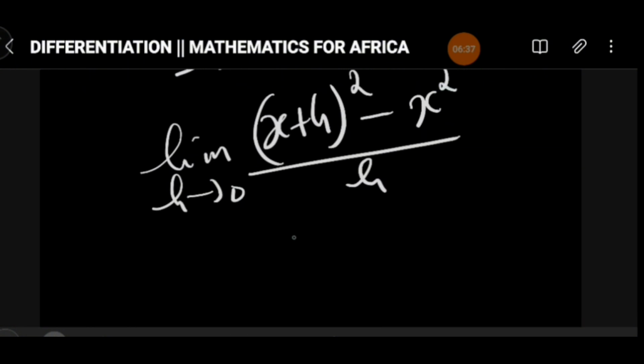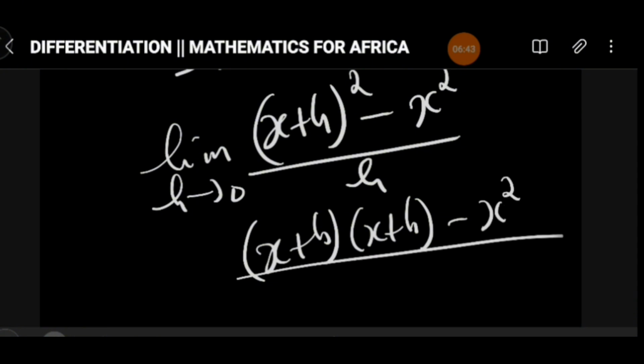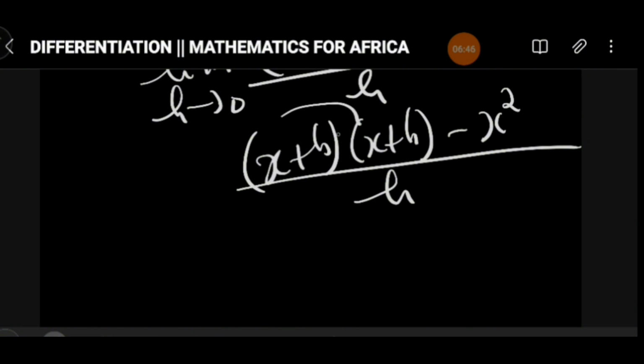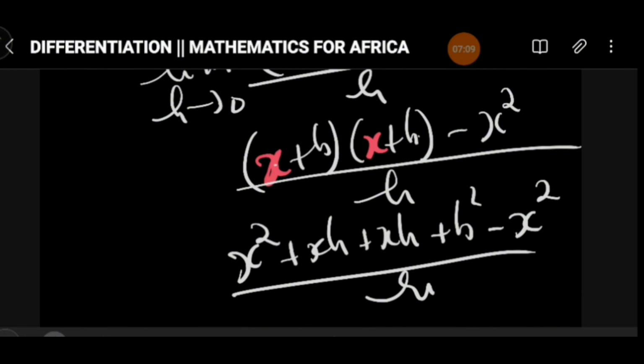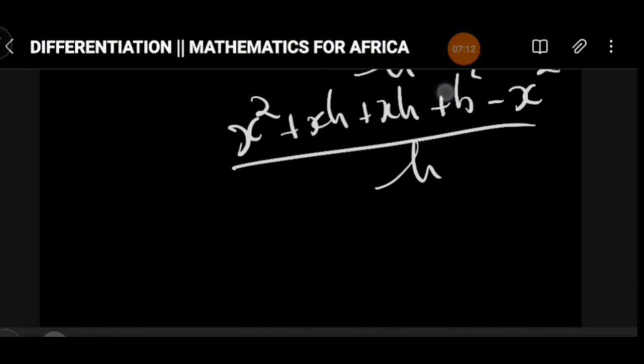And if you expand this bracket, this simply means x plus h into x plus h, minus x squared on h. And if you open these brackets, you multiply this, so you FOIL it. You take x, you multiply by this, you're going to get x squared, and then take x, you multiply by h, you get xh. Take h, you multiply by x, you get xh again, and then you get h squared, and you get minus x squared, which is hanging over there. Now we get h on the bottom. And all of this is limit as h goes to 0.